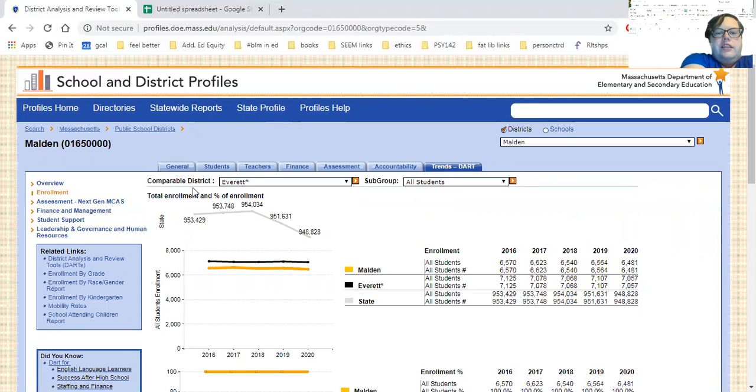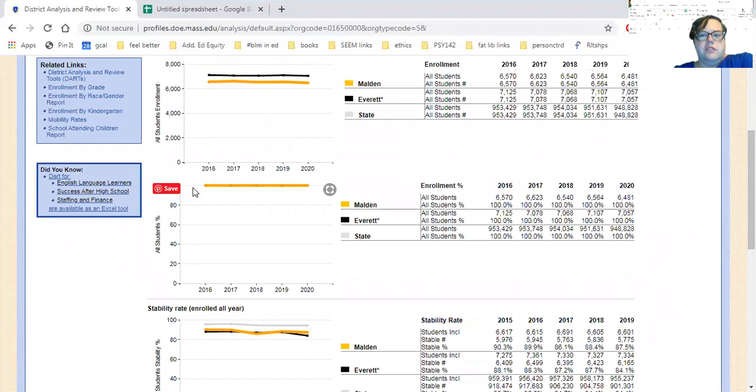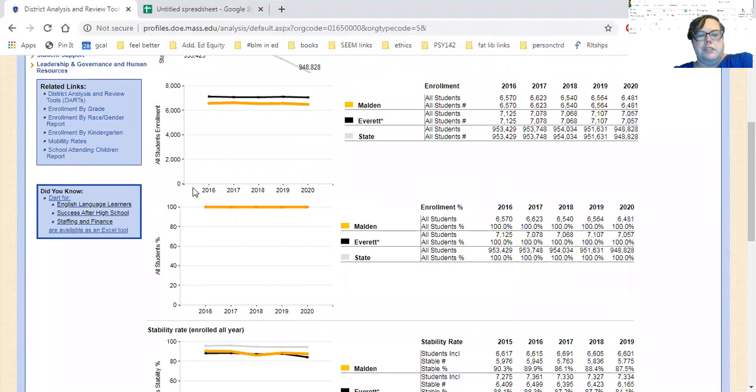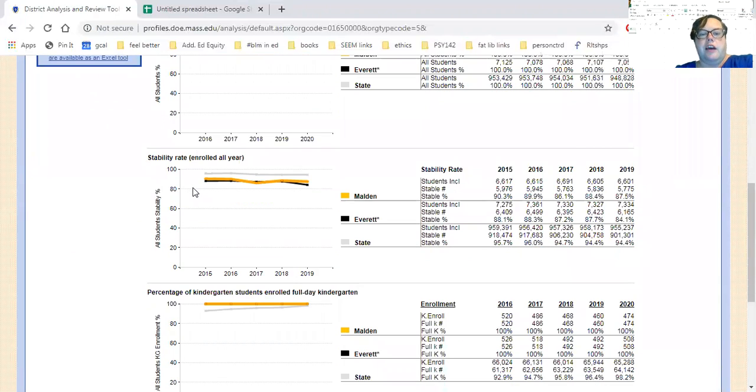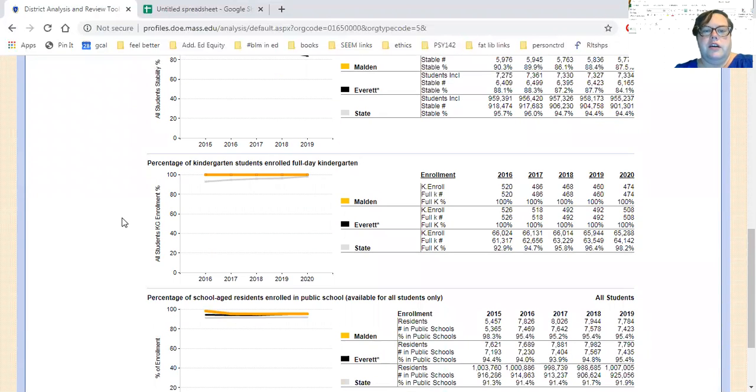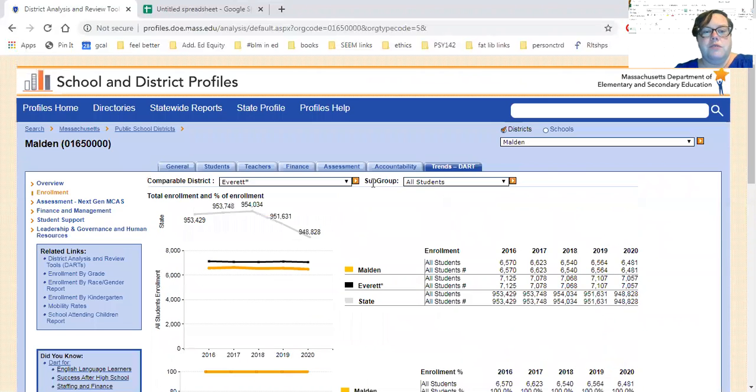So I can look at their enrollment levels by number and by percent. Obviously their percent of enrollment is going to be 100%. We've got our stability rate, how many students are enrolled all year. And we can see with both Malden and Everett, those rates are lower than that light gray, hard to see, one for the whole state. Their percentage of kindergarten students enrolled in full day kindergarten is at 100 for both because they only have full day kindergarten. The state's, as you can see, is trending up across years as more and more districts are only offering full day. Then school age residents enrolled in public school. So we've got all that information.